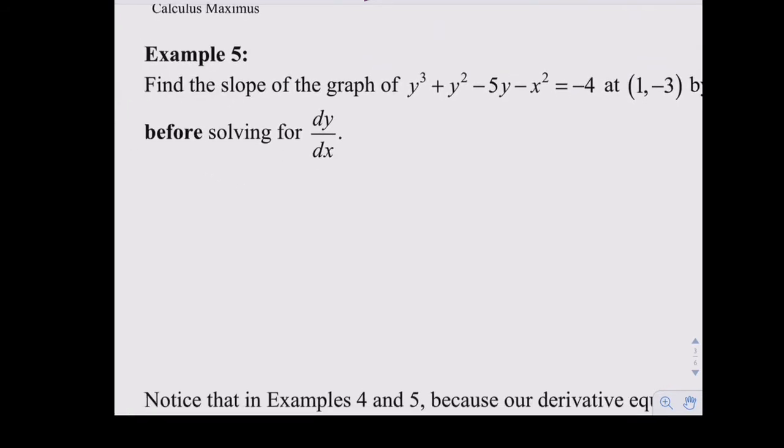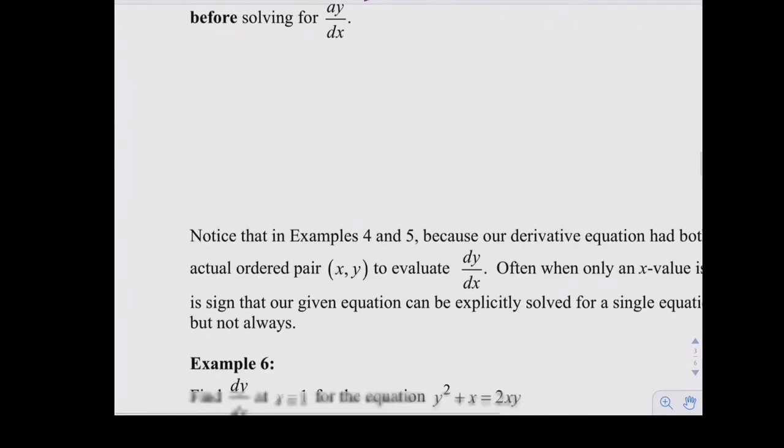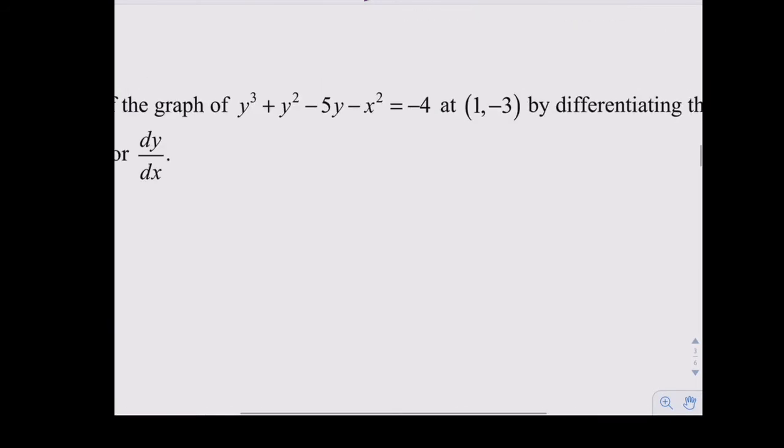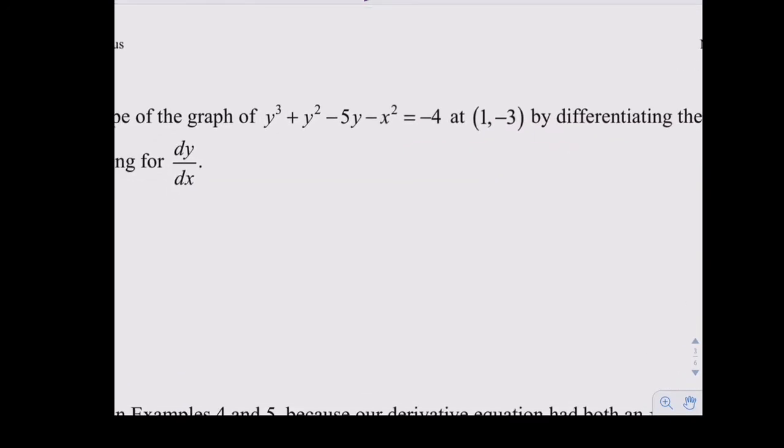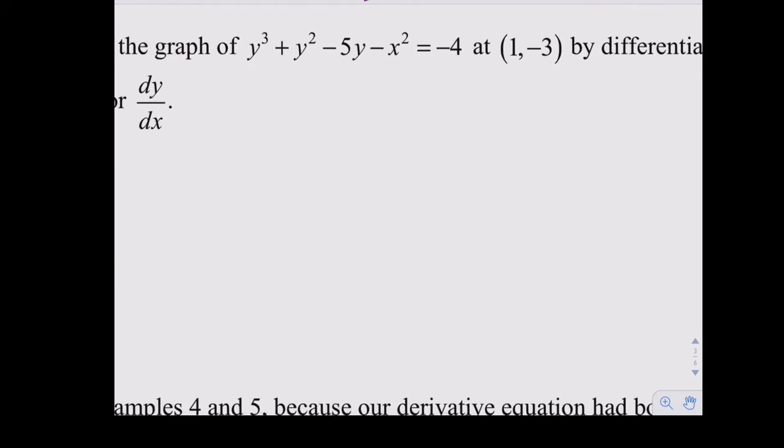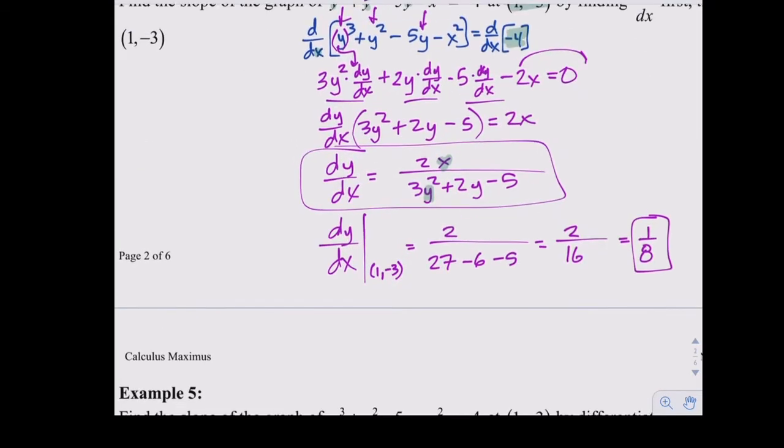Find the slope of the graph of this now by doing it a different method. Now, example 5 is going to be like example 4, but I'm going to have you interpret it a little bit differently. If you were interested in not finding a nice cleaned up version of dy/dx because either the instructions didn't say find dy/dx or you didn't have to use it, if you just wanted to take the derivative and plug in a number to find the slope, you could certainly do it like we did up here.